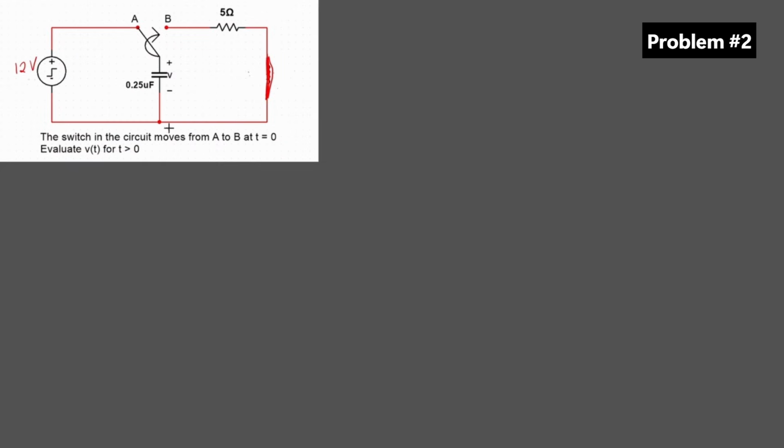We've got one more. So solving this for t less than 0, the first thing we have to do is find our initial conditions. So at t less than 0, we're left with 12 volts and only our capacitor.